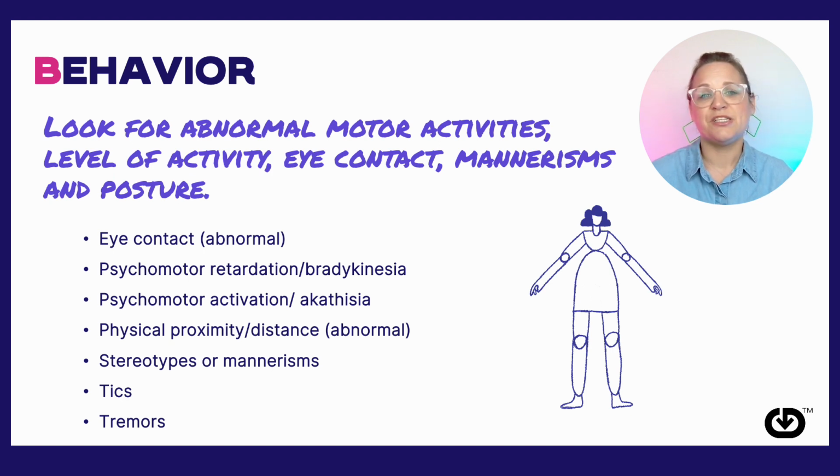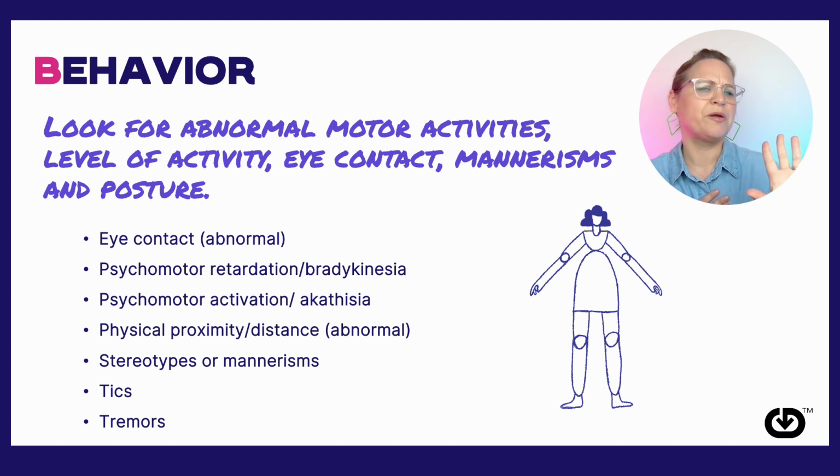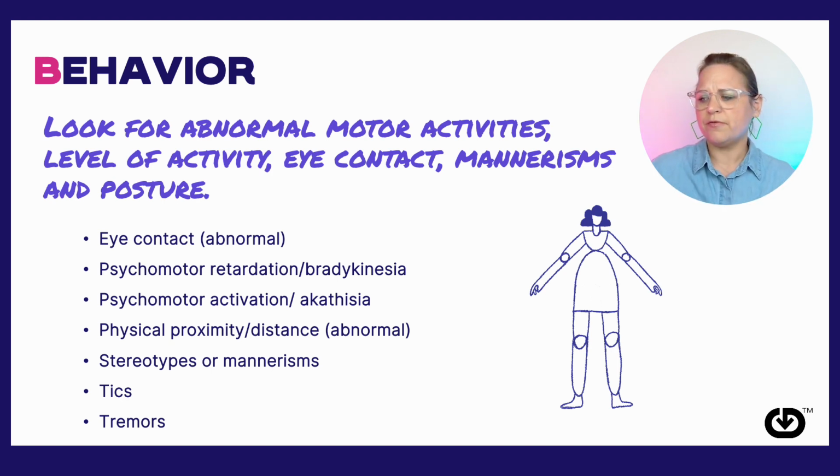We're going to look at the patient's physical proximity or distance. Are they getting right up in your face in an uncomfortably close way, or are they extremely far away from you? There is an understanding of personal space for patients with normal thought processing, and so that can be found as an abnormal behavior. We want to look for stereotypes or mannerisms, repetitive movements that the patient continues to make. We want to look for tics, and we want to look for tremors.